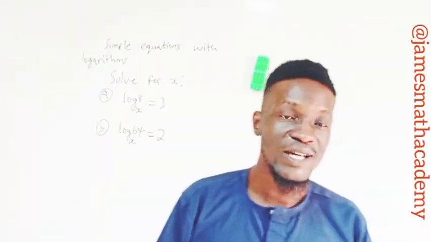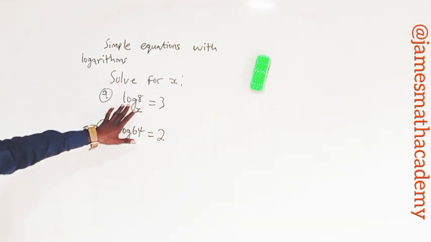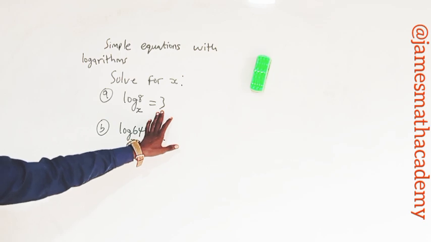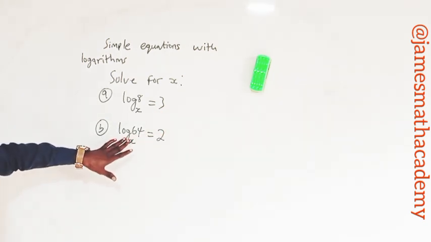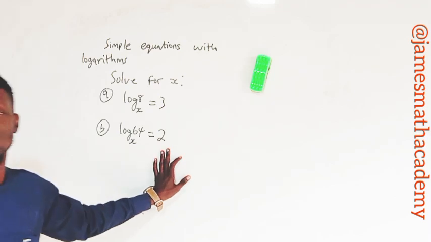Look at the question that was given to us. We are told to find the value of x. We are given log 8 with base x is equal to 3, and our second question, we're also given log 64 with base x is equal to 2. How do you solve this type of logarithm?